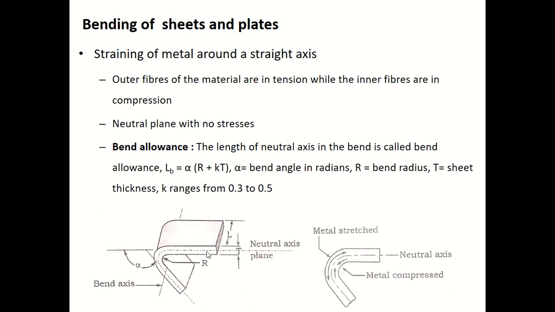You can see the thickness of the sheet as T, and the value K is a constant which ranges from 0.3 to 0.5. The value is 0.3 for R less than 2 times T, where T is the thickness of the sheet, and 0.5 for R greater than 2 times T. So usually we will take values in between 0.3 and 0.5.